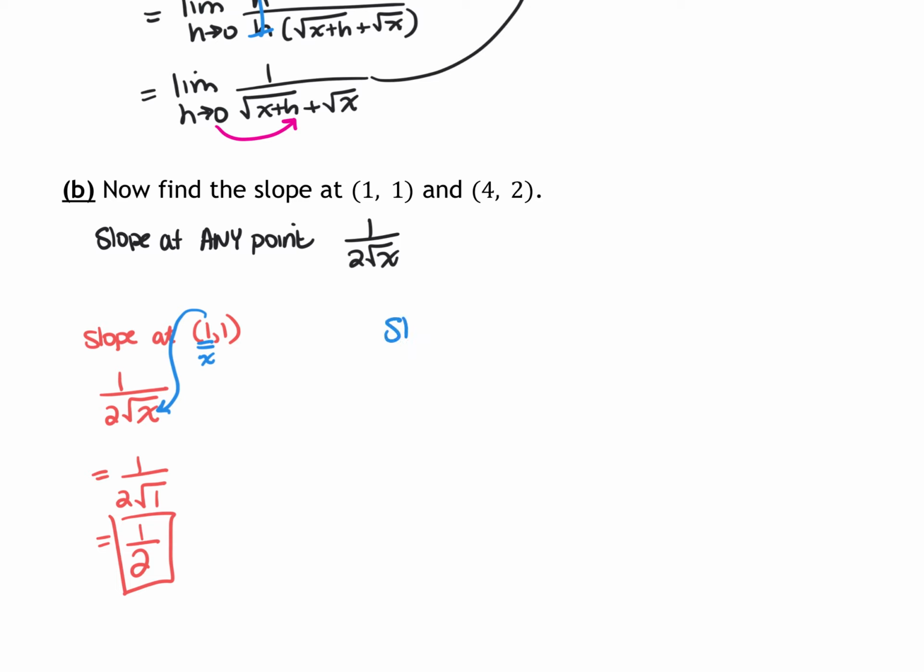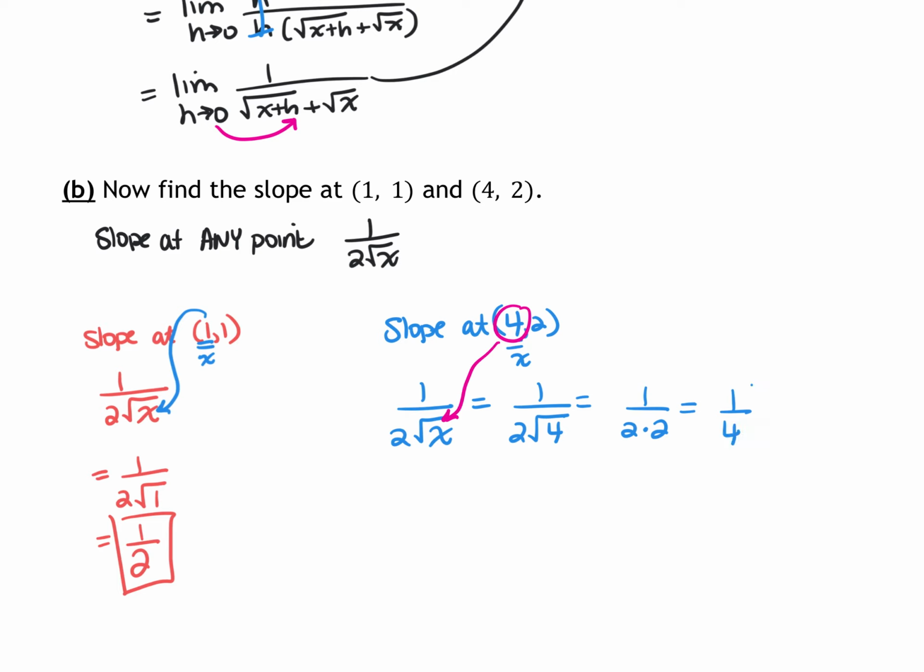Now, what if I wanted to find the slope at 4, 2? Again, this is my x value, so I take 1 over 2 square root of x, the slope at any point on that function, and I plug in my x value this time, which is 4, and I get 1 over 2 times the square root of 4, which ends up being 1 over 2 times 2, which is just 1/4.